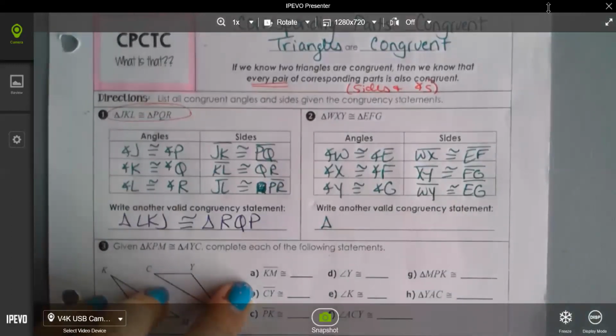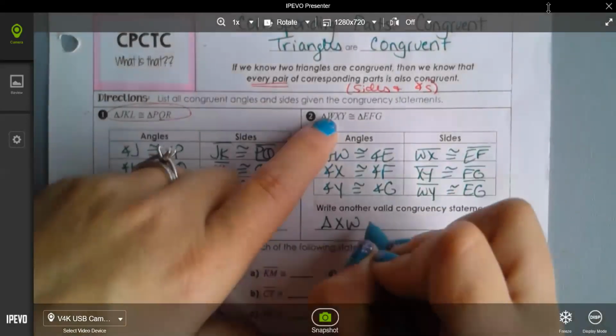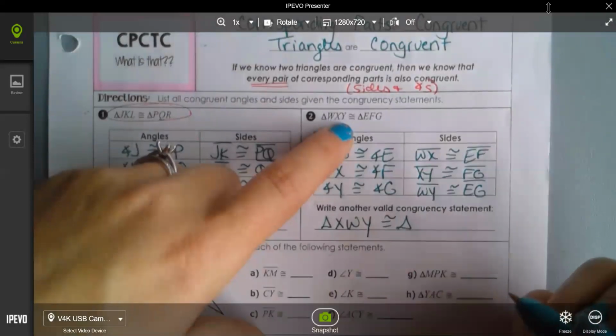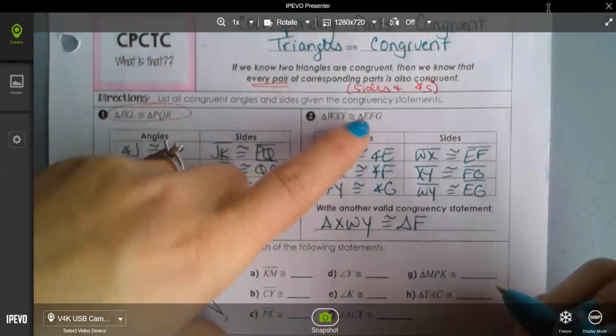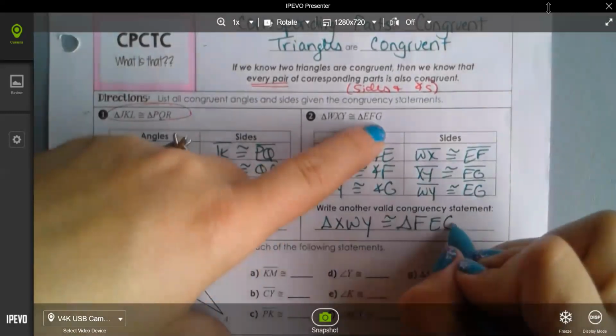Maybe you went backwards. Maybe you did something a little bit different. Maybe you did X, W, Y. So I have to go in the same order. X was in the middle, so that means F. And then I went to W, which was first, so that's E. And then Y is still G.